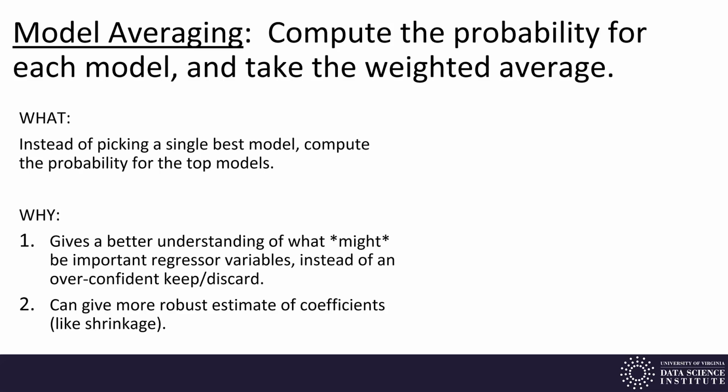Also, model averaging can give us a more robust estimate of coefficients. So this is similar to shrinkage. Model averaging can be thought of as a shrinkage method. It does shrinkage, not the same way the other shrinkage methods do, but it gives you coefficients. When we take the average for each regressive variable, we take the average of the coefficients for the models, and we weight those coefficients by the probability of the model. So the coefficients are determined with the more probable models having more say in what those coefficient values should be.